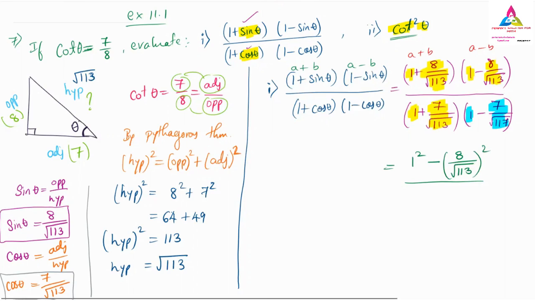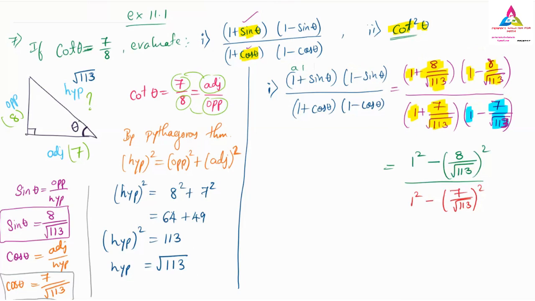So it is 113 here. So this also can be possible here. We can write it in terms of 1 square minus 7 divided by root 113 the whole square. This is also written like this. So it is nothing else than what you have applied here, the a plus b into a minus b form. Anyone have a doubt here? No, sir. Now let us continue.